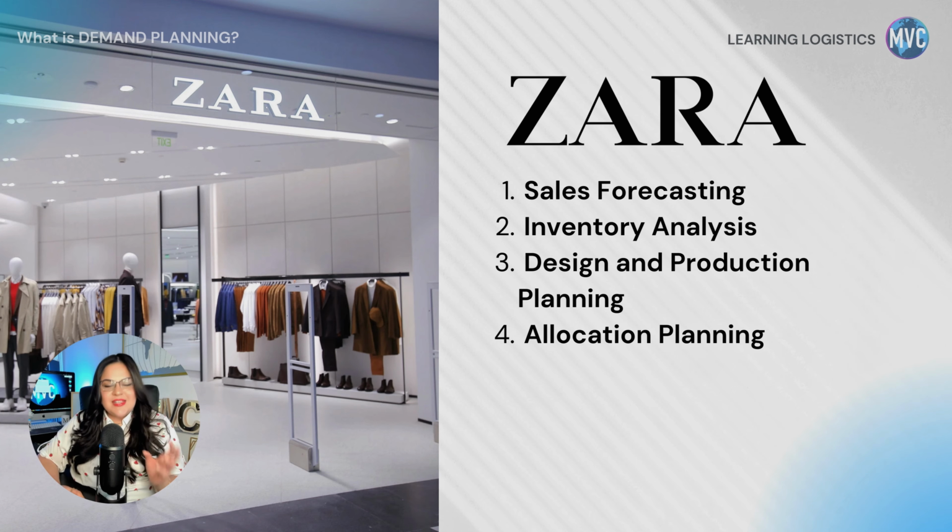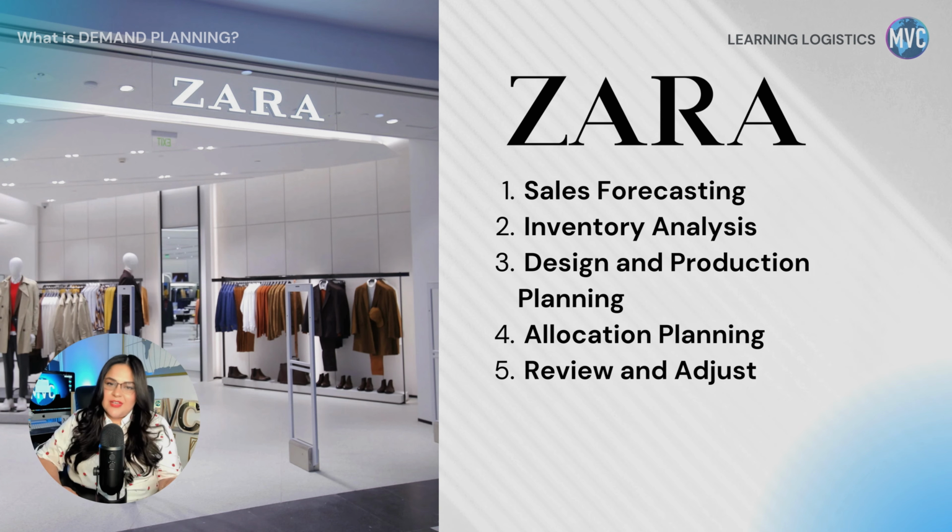Zara then uses the sales forecast and the inventory analysis to determine how much inventory should be allocated to each store. This is based on factors like past historical sales performance, store location, and the demographics of the area the store is located in. The final step is review and adjust.